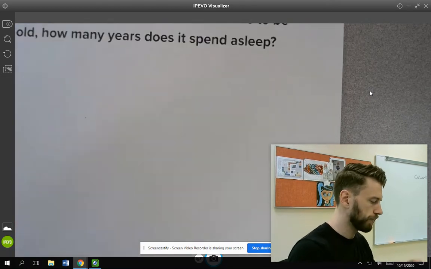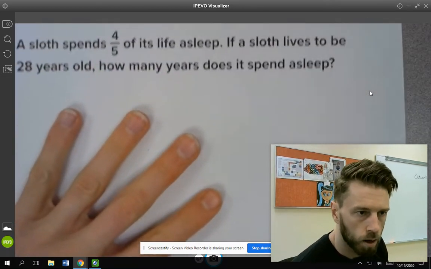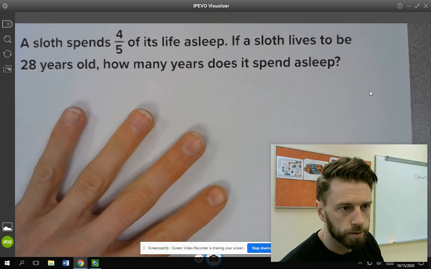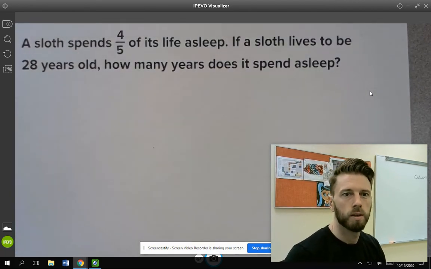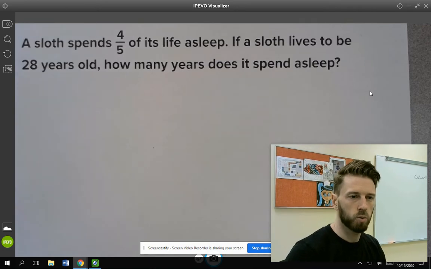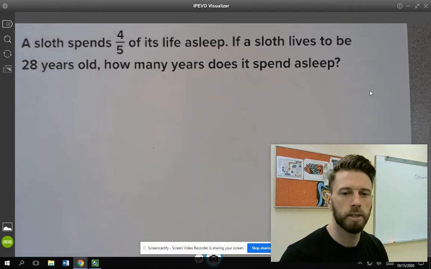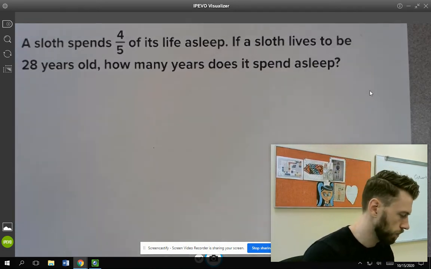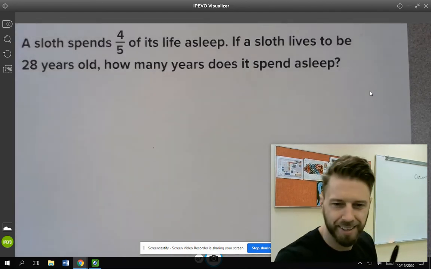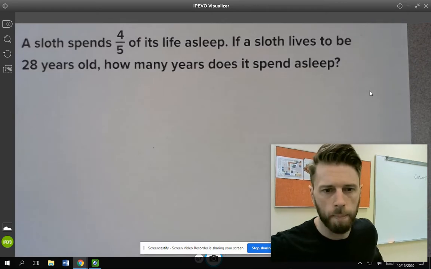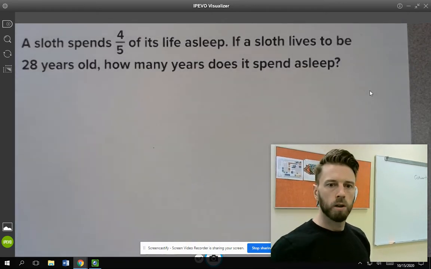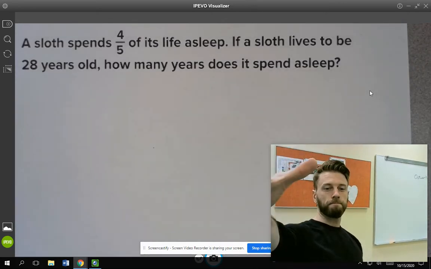Let's try one more. A sloth spends 4/5 of its life asleep. If a sloth lives to be 28 years old, how many years does it spend asleep? It's like you guys spend 4/5 of your lives asleep. Come on, man. Okay. Pause it.